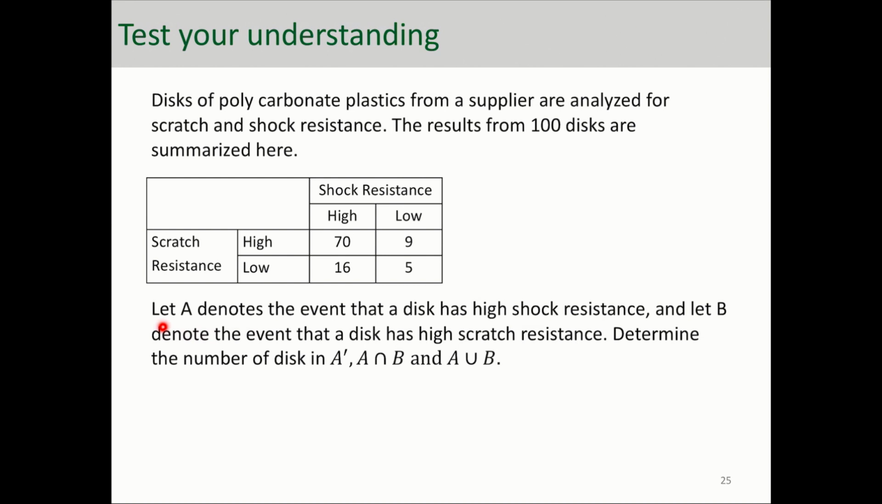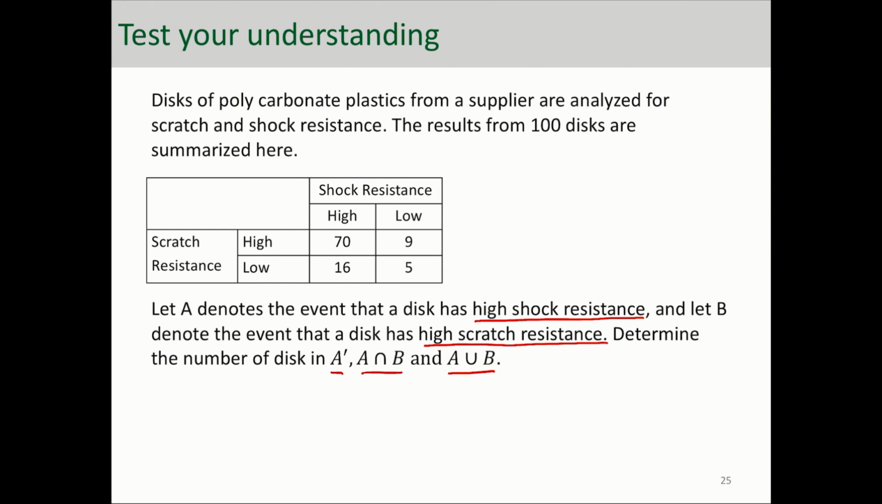Then here we are defining a couple of events. So this is the entire sample space, basically. Let A denote the event that a disk has a high shock resistance, and let B denote the event that a disk has high scratch resistance. So high scratch resistance and high shock resistance define our events here. Determining the number of disks in A complement, A intersection B, and A union B.